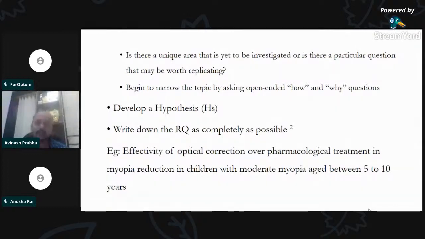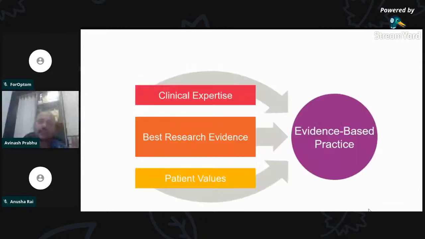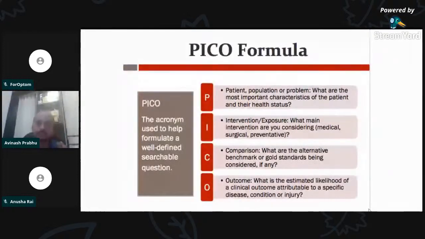What is I? What is the intervention? Here optical correction is the intervention. What is C? Probably we can take pharmacological treatment as the comparison. And what is the outcome? The outcome is the effectivity, or the reduction in myopia, right? So when your research question has these aspects of PICO in it, I'll tell you, it is the best refined research question which will yield a good outcome for you.